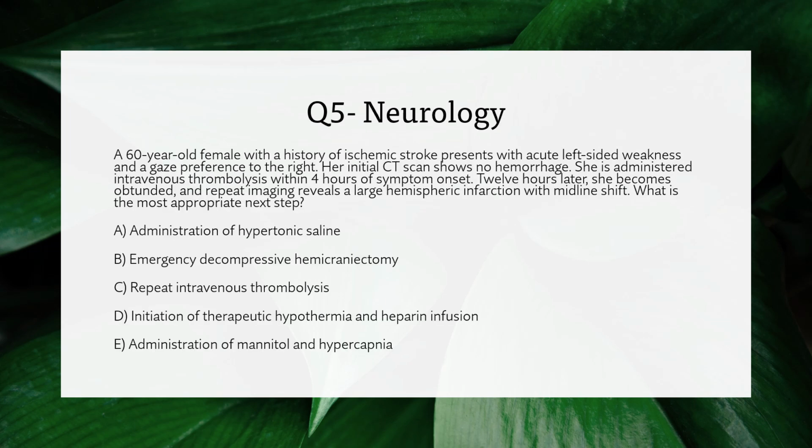Question number 5. A 60-year-old female with a history of ischemic stroke presents with acute left-sided weakness and a gaze preference to the right. Her initial CT scan showed no hemorrhage. She is administered intravenous thrombolysis within 4 hours of symptom onset. 12 hours later, she becomes obtunded and repeat imaging reveals a large hemispheric infarction with midline shift. What is the most appropriate next step?